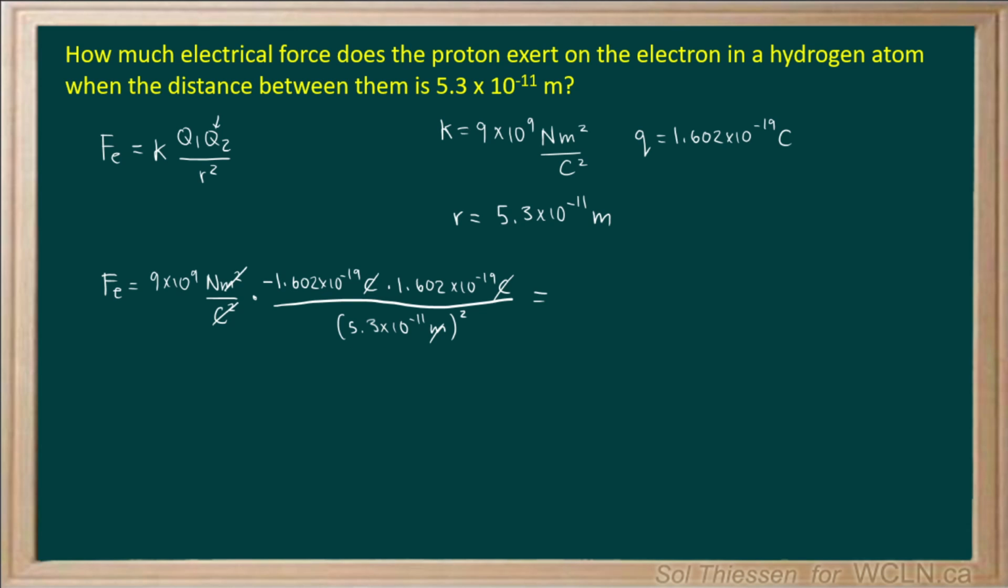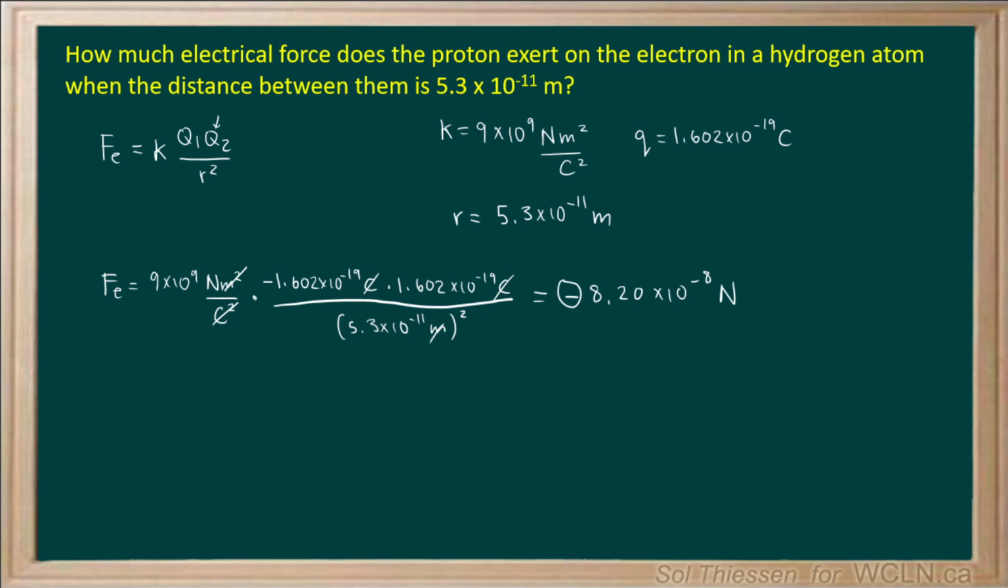Okay, so now if we plug this into our calculator, 9 times 10 to the 9 times negative 1.602 times 10 to the minus 19 times positive 1.602 times 10 to the minus 19 divided by 5.3 times 10 to the power of minus 11 squared is going to give us negative 8.20 times 10 to the power of minus 8 newtons. That's what we expect. We ended up with units of newtons left over here, and those are units of force.